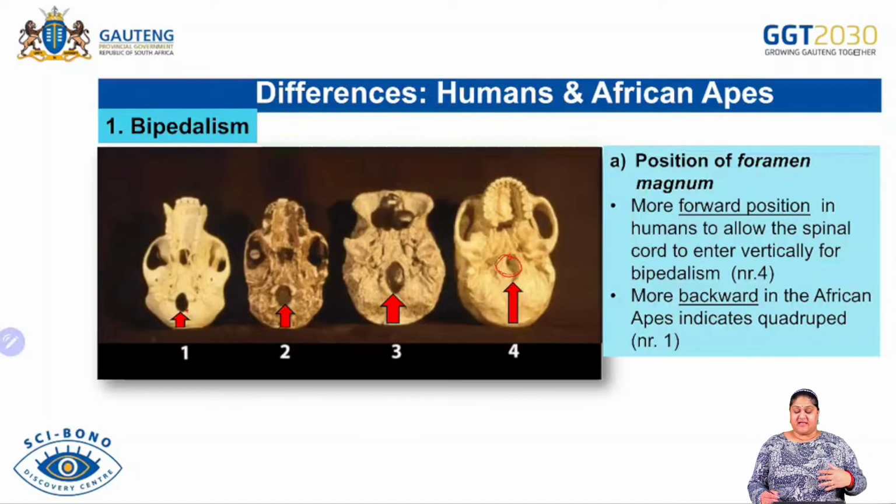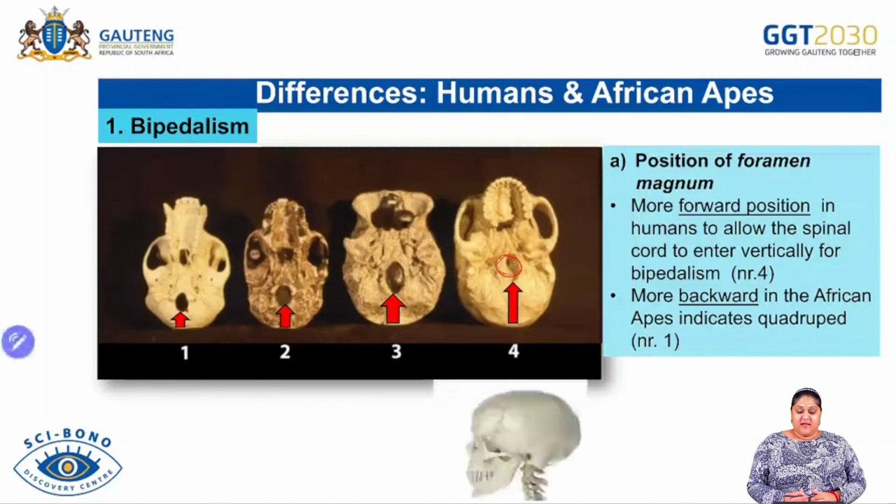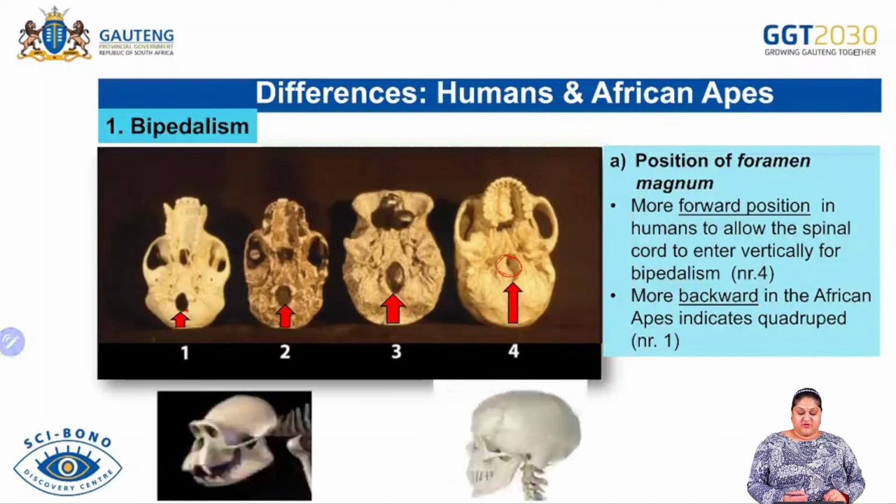And this allows the spinal cord to enter vertically. When it is in a more forward position, it's positioned that way because the spinal cord is going to enter there, so it allows it to enter vertically. That's what helps us to be upright and for bipedalism. Whereas in African apes or quadrupeds, it's in a more backward position because their spine is going to enter in a more slanted way, not vertically, more horizontally. There are diagrams to explain where they are entering. Can you see here the spinal cord is entering towards the back, therefore the foramen magnum is in a more backward position, and here it's entering vertically.